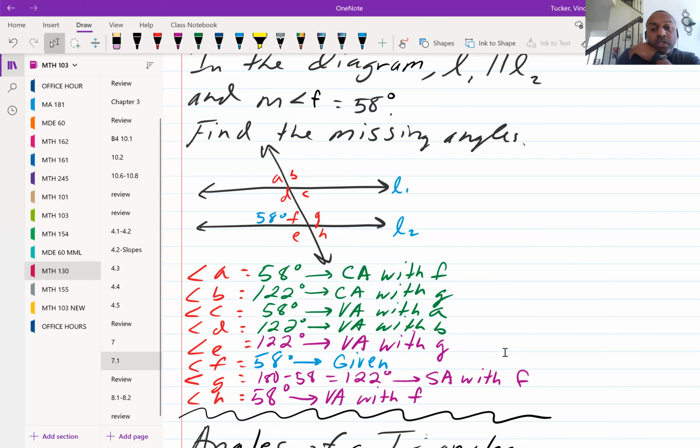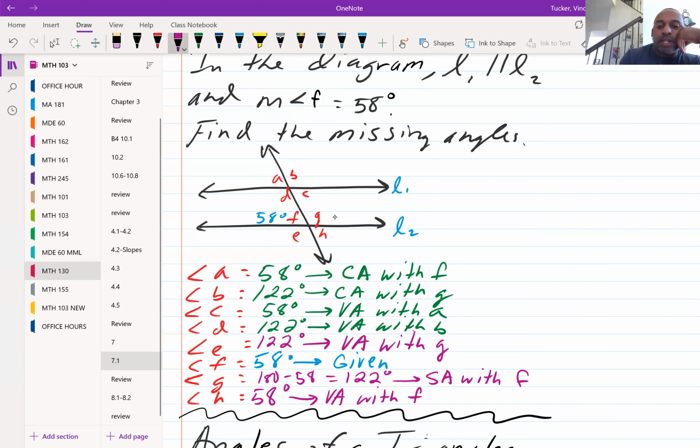All right. So next we're looking at finding A, B, C, D. Now, if I wanted, I could just say that this corresponds to this and find all of them just by using corresponding angles. I decided to switch it up a little bit for board purposes. So CA is corresponding angle. A corresponds with F, so that's why they're equal. A and F are 58 degrees. And then I said B corresponds with G, so that's why both of them are 122.